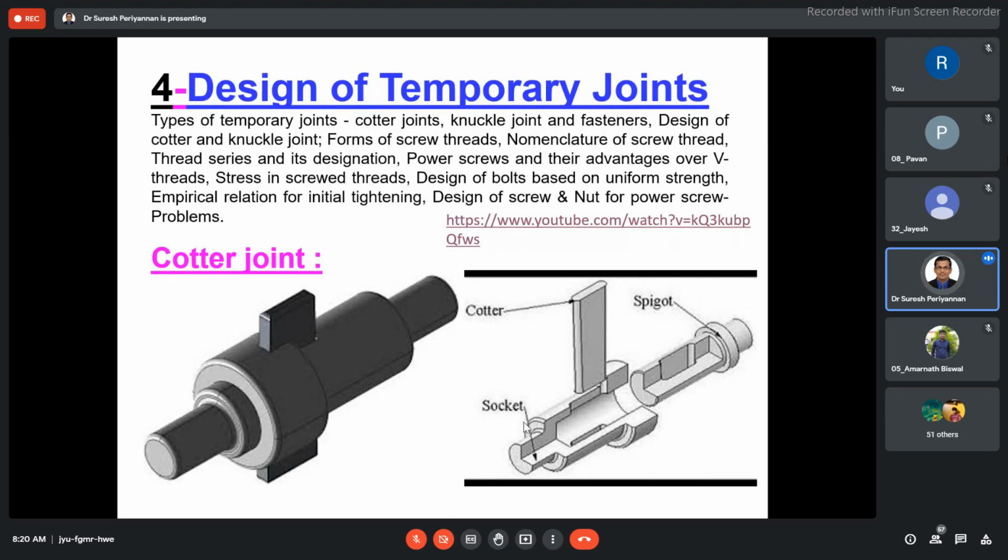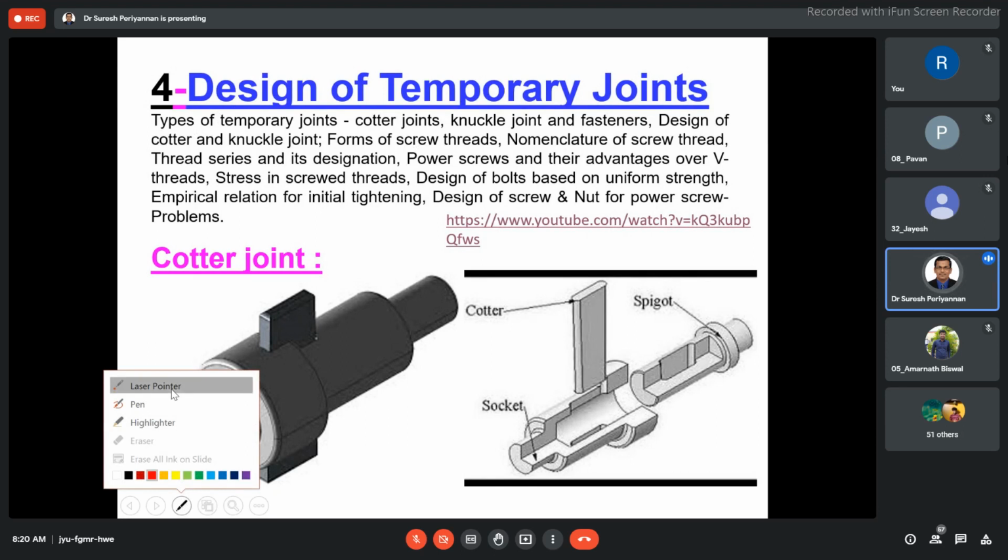Wherever we are transmitting power, we mostly use temporary joints, because permanent joints may form cracks or flaws inside the material, and under dynamic conditions it is very difficult to use permanent joints like welding. While transmitting a static load, a permanent joint may be good. Now see here, these are the types of temporary joints.